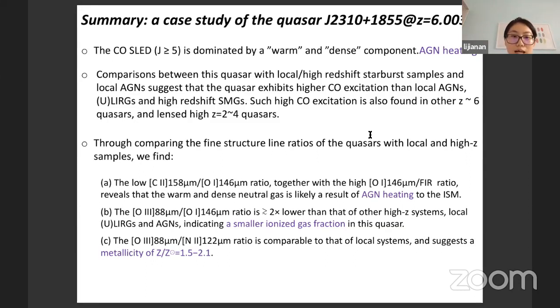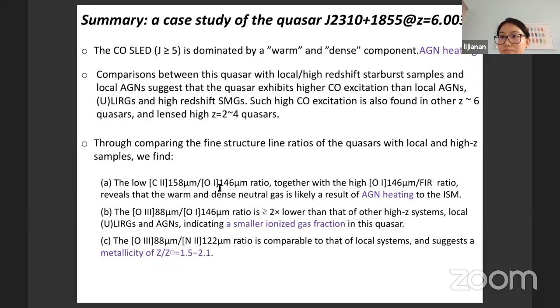Actually, the CMB has some impact on the CO lines. It only affects the very low frequency lines like the CO 2-1. But in the modeling, we actually consider the CMB effect, so it has no influence on the CO SLED. However, for the fine structure lines, I don't think the CMB has a very large impact, because the CMB only has a temperature of 20 Kelvin, while the excitation temperature of these fine structure lines is usually several hundred Kelvin.